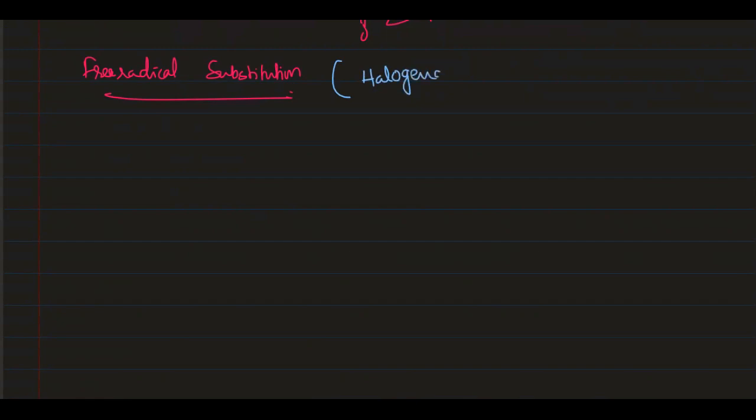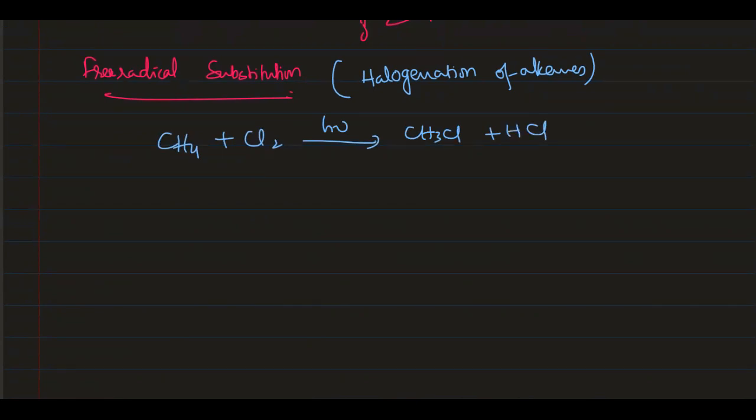Next, what we are going to see is free radical substitution. So here free radicals are involved. This is a reaction we have already learned in 10th, that is halogenation of alkanes. Famous reaction, halogenation of alkanes. Say CH4, an alkane, in the presence of Cl2 and sunlight gives CH3Cl plus HCl. This reaction is actually through free radical substitution.